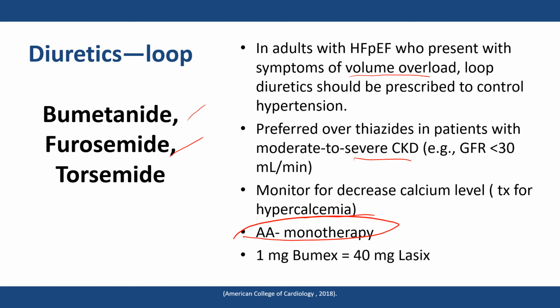Bumex is very potent, very strong. 1 milligram of Bumex is equal to 40 milligrams of Lasix. So be very, very careful if you're doing a dose conversion from one drug to another.